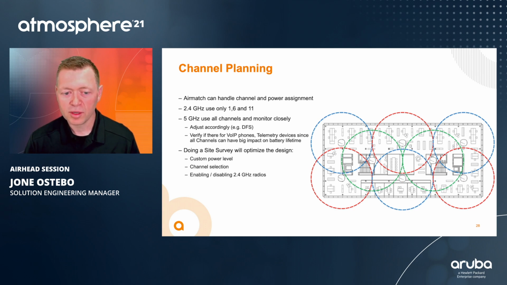We can also enable or disable 2.4 gig radios on some of the APs, because the density and the reach of 2.4 gig is longer than we have on 5 gig and in the future 6 gig. I will come back to that in a bit.